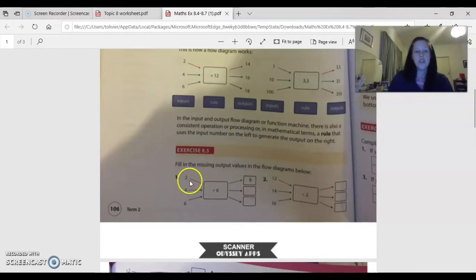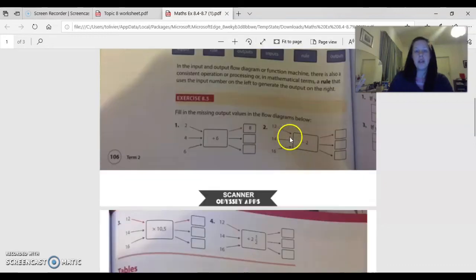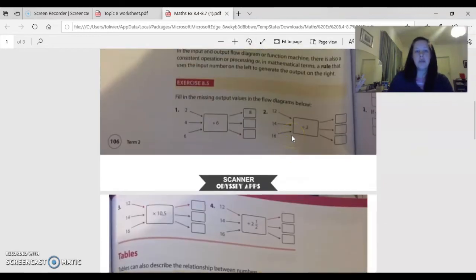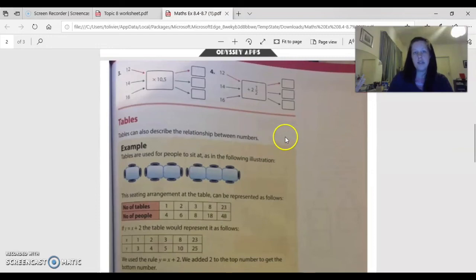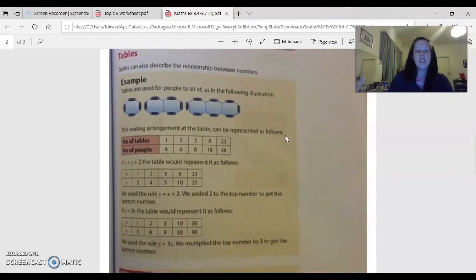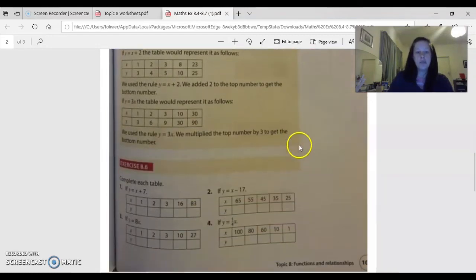Okay, so 2 plus 6 gives me 8. 4 plus 6 gives me 10. 6 plus 6 gives me 12. All right, and you'll do that for each number going forward for 8.5. You'll see that 8.5 goes on to page 107 as well. Then you've got exercise 8.6 to do.